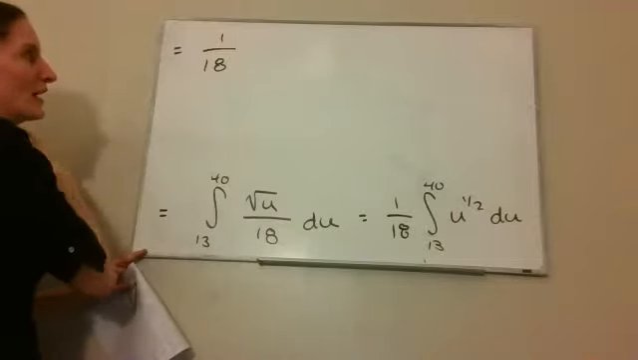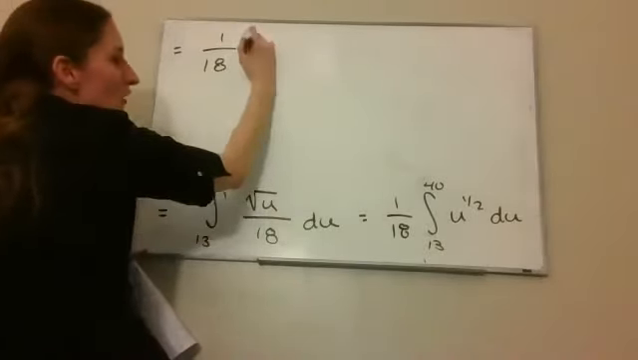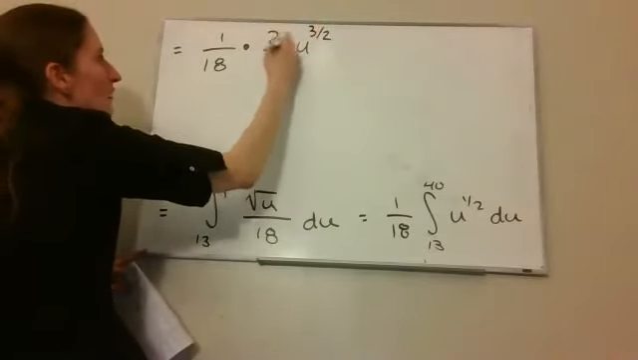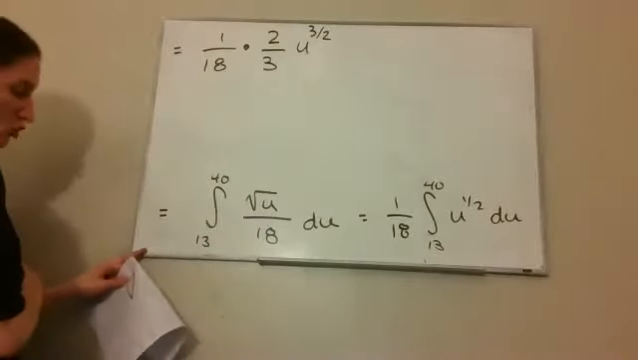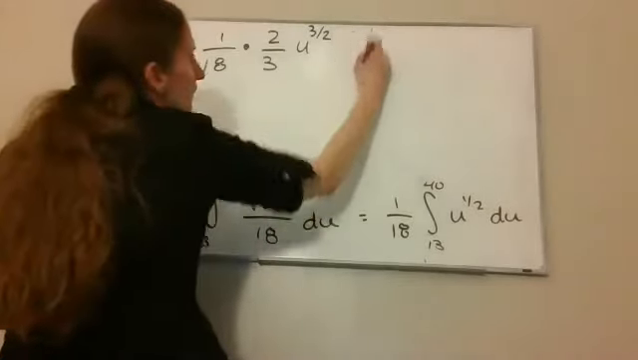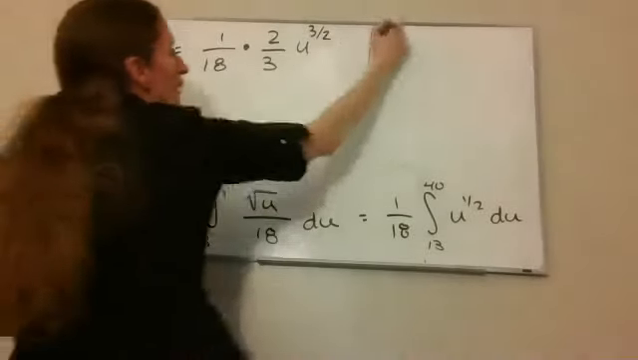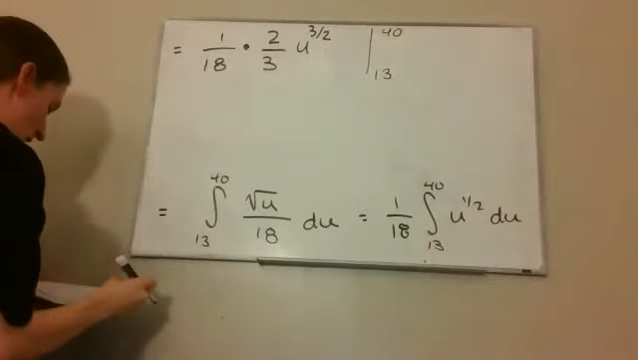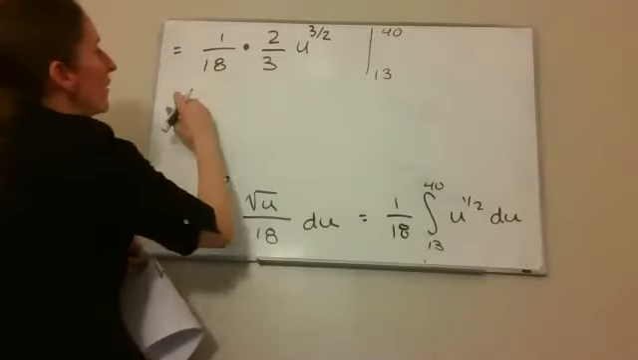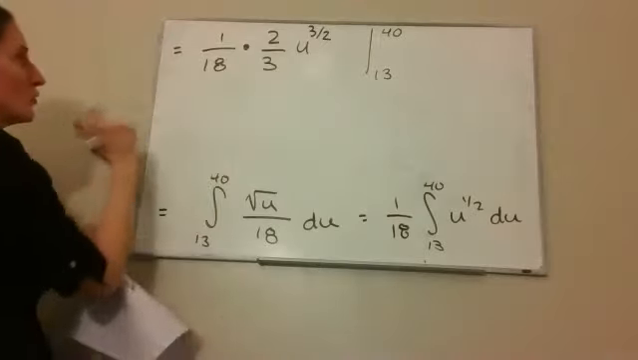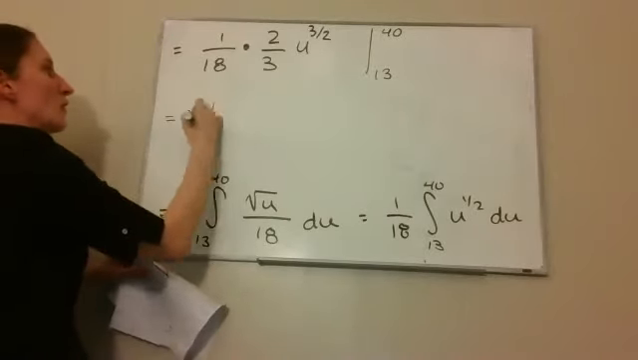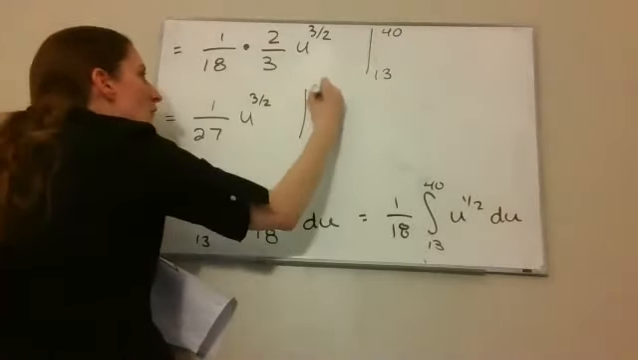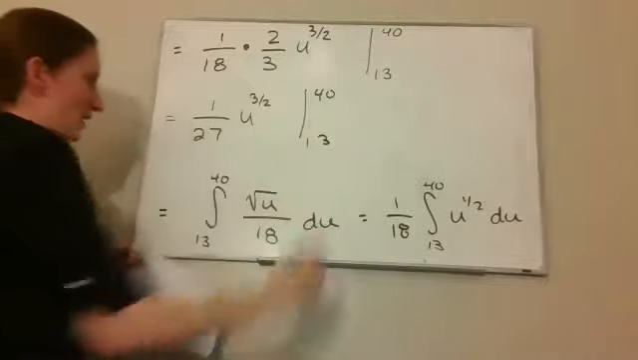So I get 1 over 18, antiderivative of u to the 1/2. We get a u to the 3/2, and then divide by 3/2, which is multiplying by 2/3. And then I'm going to be plugging in a 40 and a 13. So then what do I get there? Well, 1 over 18 times 2/3 is the same thing as 1 over 27. And I have u to the 3/2, plug in a 40, and plug in a 13.